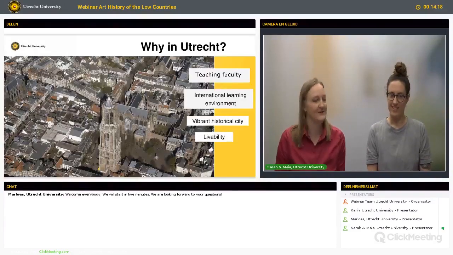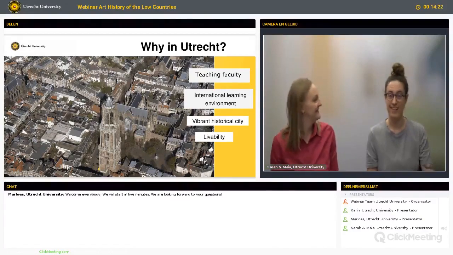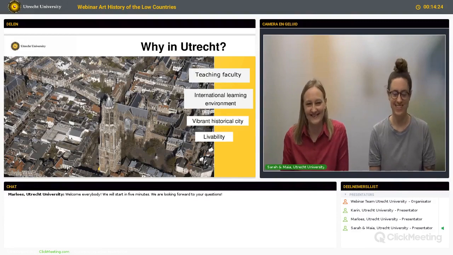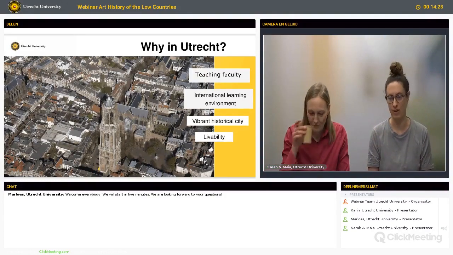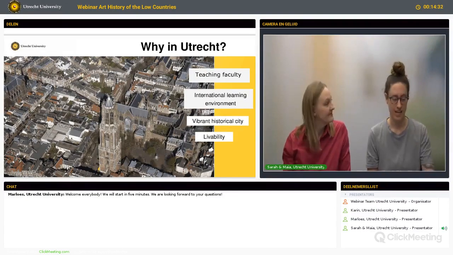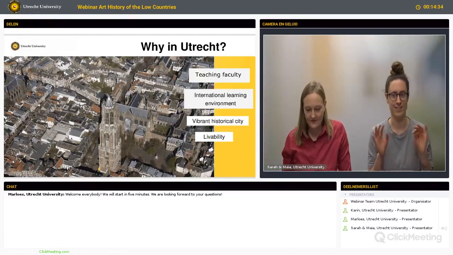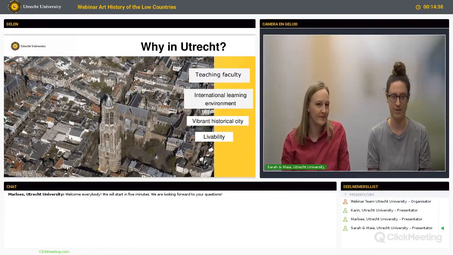So now, Maya, if you want to talk a little bit about why you are here in Utrecht. Yeah, so I chose Utrecht because, well, I lived here before, so I already knew that it was a really beautiful city. It has lots of little nooks and crannies. You can sort of see in the picture that the downtown is all old buildings, a fun place to explore.